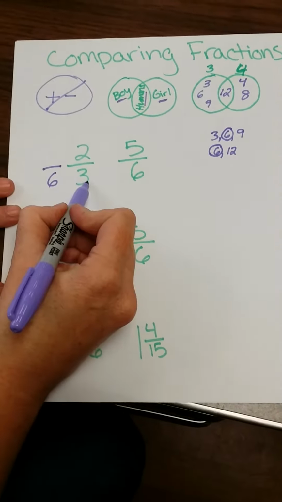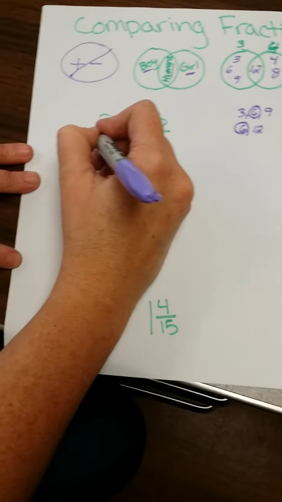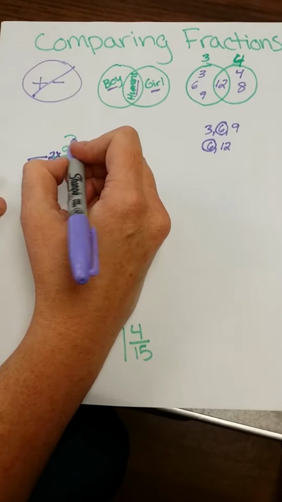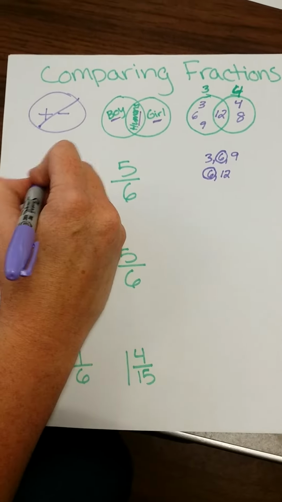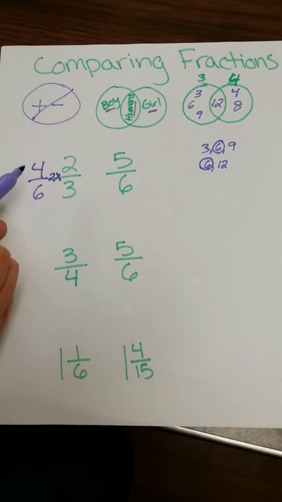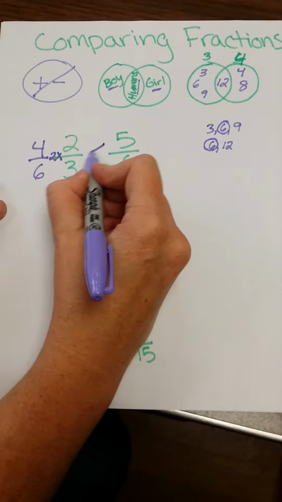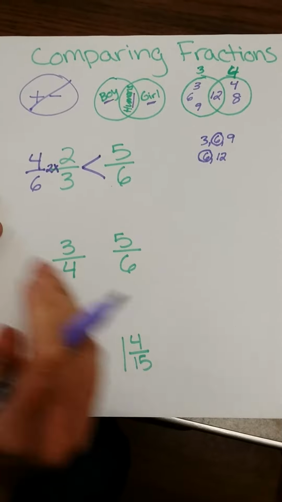So we got to turn this one into a 6. How are we going to turn a 3 into a 6? Well, we're going to use it 2 times. Well, you do the bottom, you do the top. So 2 times 2 is 4. So which is bigger, 4 out of 6 or 5 out of 6? Well, 5 out of 6 would be bigger.